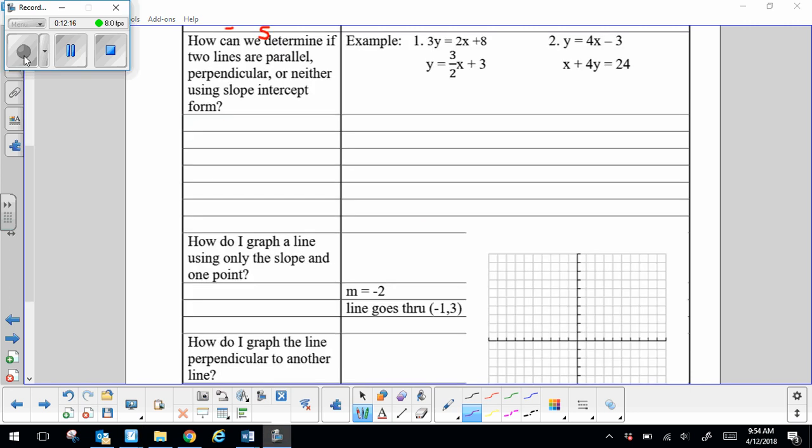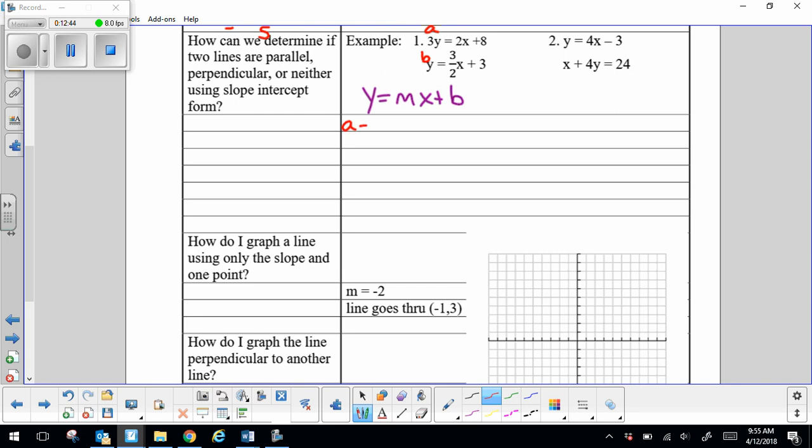All right, so here's a couple more examples. The question says, how can we determine if two lines are parallel, perpendicular, or neither using slope-intercept form? So now we're digging ourselves deep back into algebra. Our goal here is to get the equations given into the y equals mx plus b format. And we have, in example number 1, 2 equations given to us. I'm going to call this first one A and the second one B, just to kind of keep my head straight. And again, the goal is to get it into y equals mx plus b.